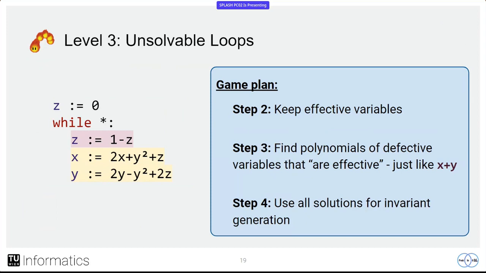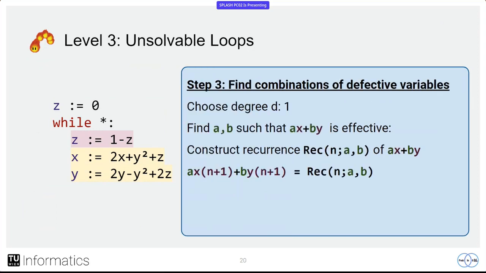So the most mysterious step is probably step 3. So how do we do this? We want to find a polynomial of defective variables that satisfies a linear recurrence. So we first fix a degree up to which we want to find such a polynomial. For the sake of this example, because X plus Y behaved nicely, let's just fix the degree to be 1. And now the problem is to find coefficients a and b such that ax plus by is effective.